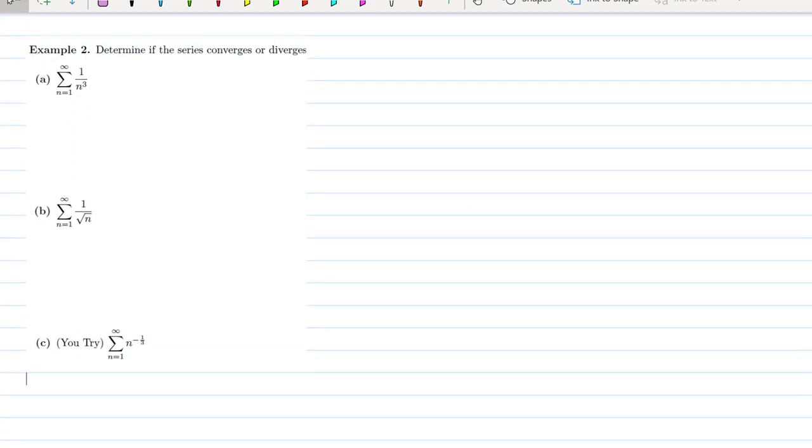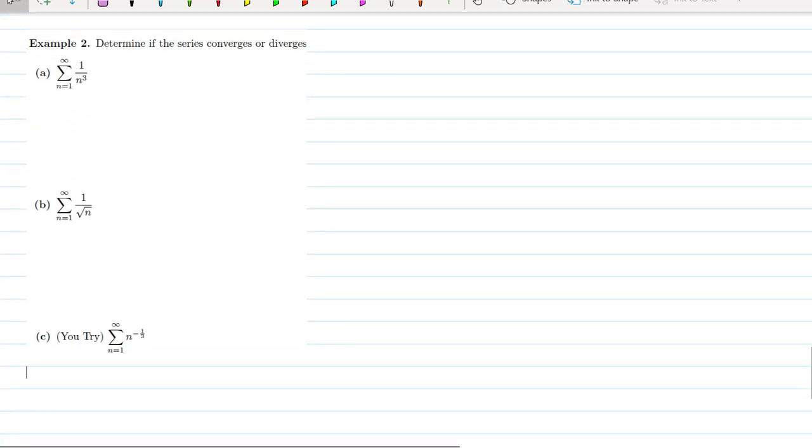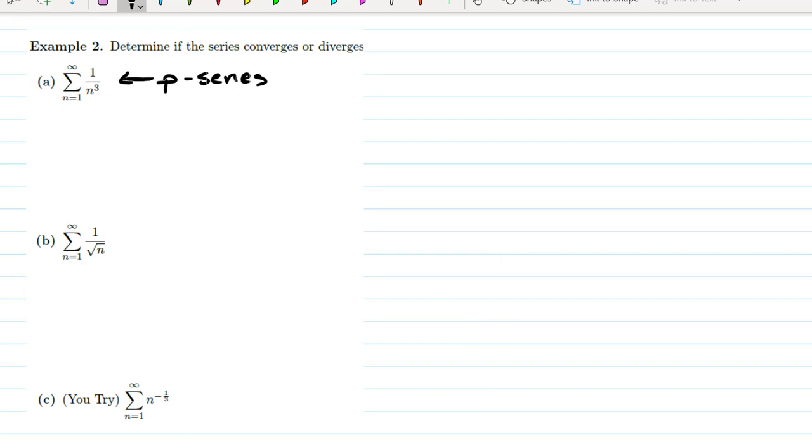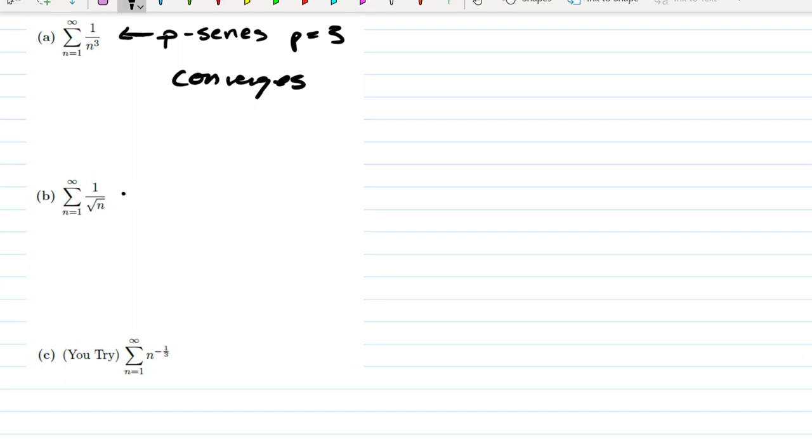So determine if the series converges or diverges. So we have the sum as n goes from 1 to infinity of 1 over n cubed, and this is going to be a p-series. P equals 3, so it converges. Here we have to do a little bit of rewriting. So the square root of n is the same as n to the 1/2. So that's also a p-series, but p equals 1/2, so that is going to diverge.